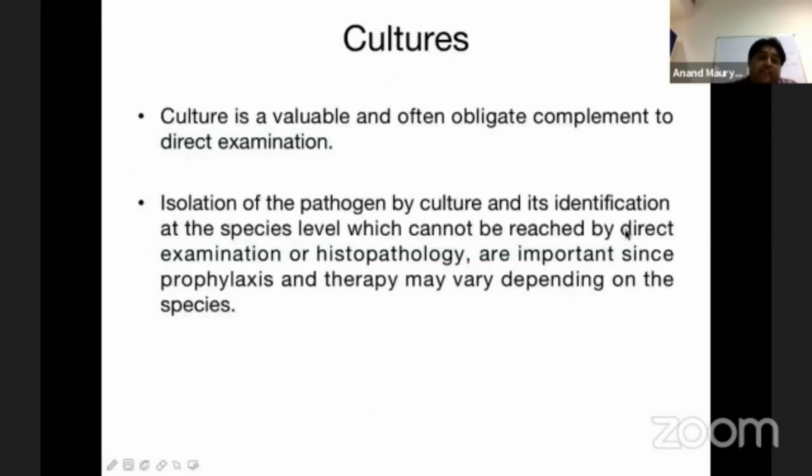Now let us come to the culture. Culture is valuable, and it is an obligate complement to the direct examination. It allows isolation of the pathogen at the species level, which cannot be reached by direct examination and histopathology. It is also important since the prophylaxis and therapy may vary depending upon the species.